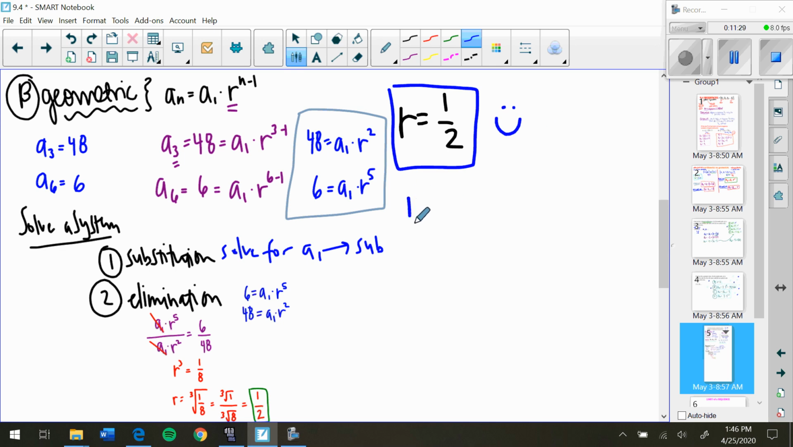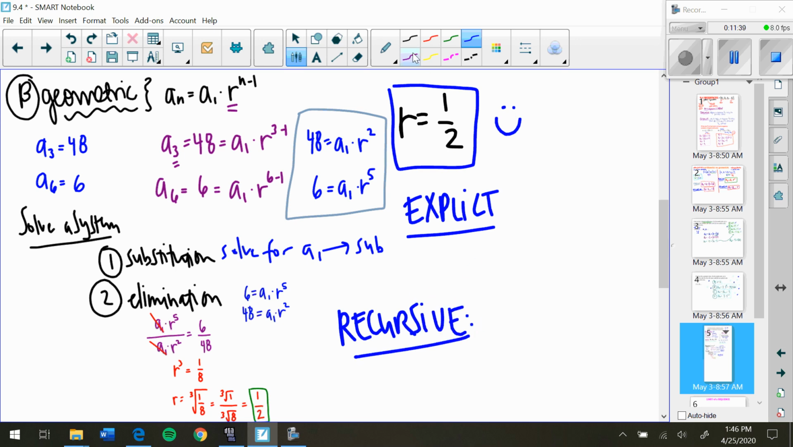We now have to write our explicit and our recursive definitions. Again, recursive is always a lot easier because this is just any term is equal to the previous term, a sub n minus 1, times that common difference of 1/2. Okay. In our explicit, we need to find that first term.